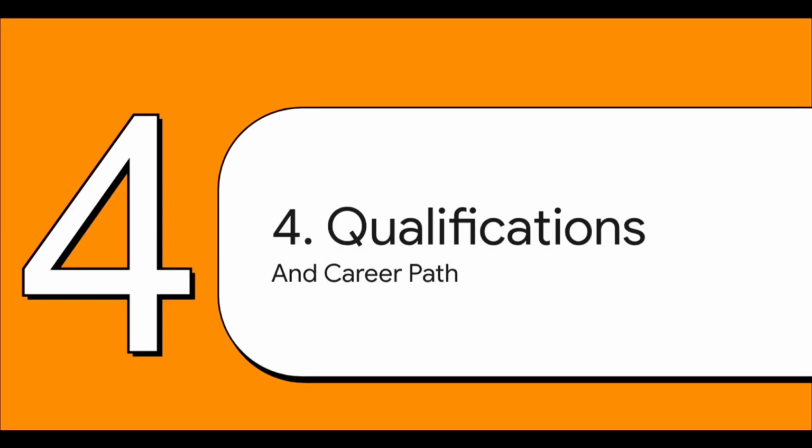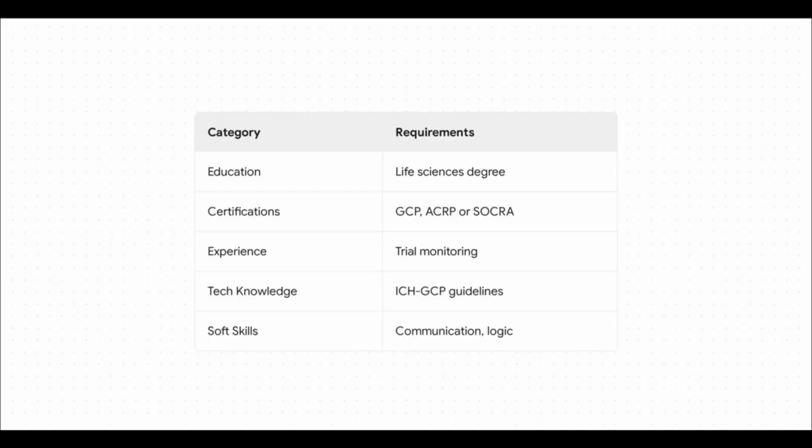Now for Section 4, qualifications and career path. Let's talk about how you actually get here. As a fresher looking to break into the industry, consider this slide your ultimate blueprint. First up, your foundation needs to be rock solid. We're talking a bachelor's degree in life sciences, pharmacy, nursing, or a related field. You'll also want to grab some certifications, like GCP training or credentials from ACRP or SOCRA. And of course, you absolutely must possess the technical knowledge of ICH-GCP guidelines and regulatory compliance.